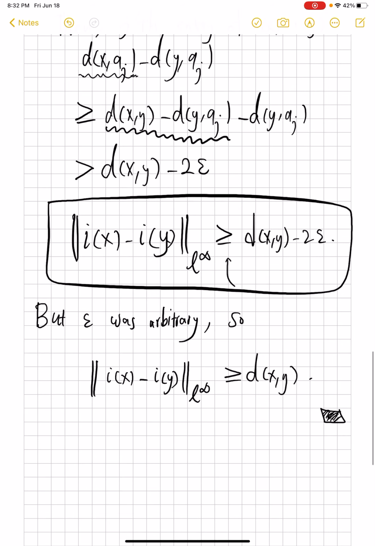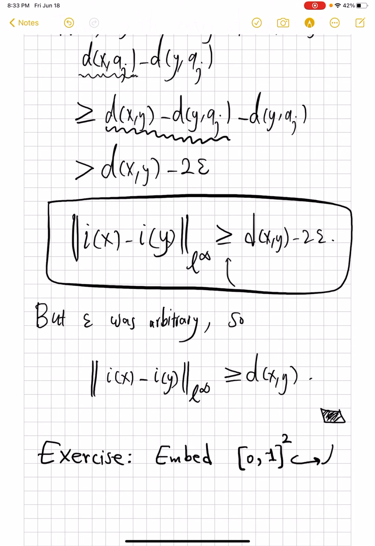So as an exercise, and it could be a difficult exercise as well, try to embed the usual square, which is the interval [0,1] to the power 2, or just you could say R2, inside L infinity. So according to this theorem, you must be able to do that because it's separable. But can you do it by hand? Is it doable, or is this result too abstract to give it?